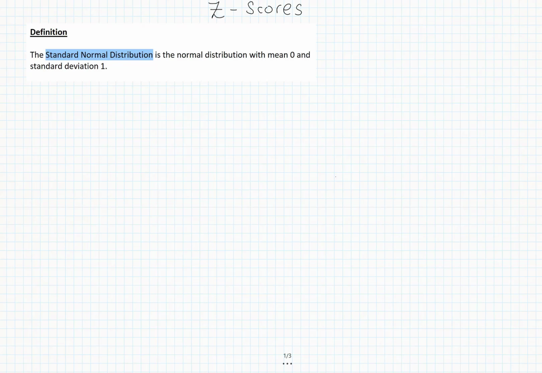Today we're going to try to standardize across all normal distributions, and in particular we're going to look at this concept called z-scores and how that'll help us in calculating percentages associated with these normal distributions. So let's get started, and we begin with talking about the standard normal distribution.